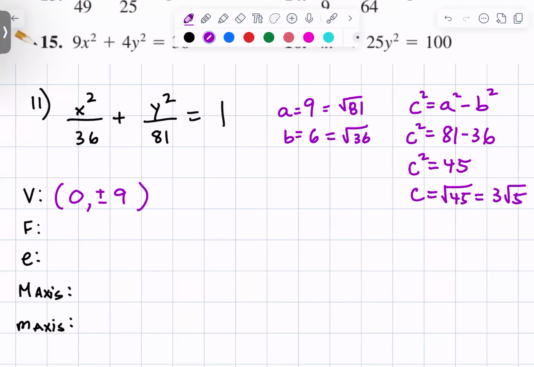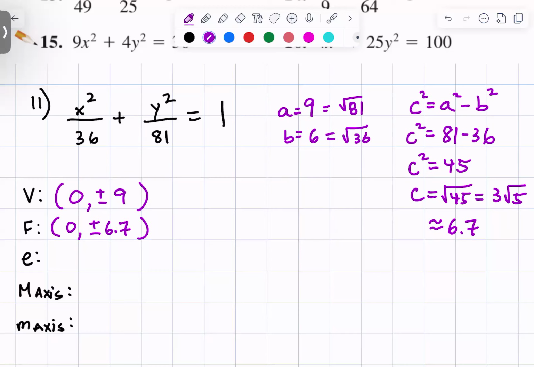And since we're going to have to graph it, I want that C number in a decimal. So square root of 45 is approximately 6.7. All right, so we got all this information. So the foci will be 0, comma, plus or minus 6.7, because the foci will always lie on the major axis as well.